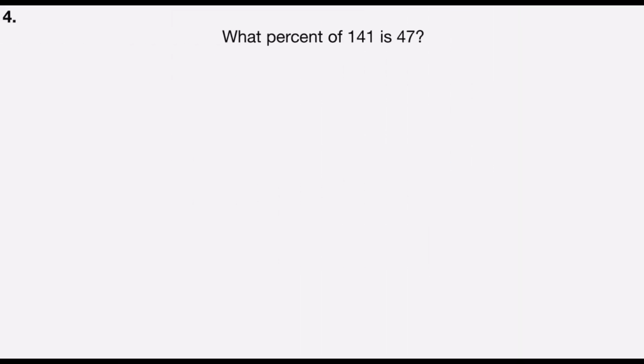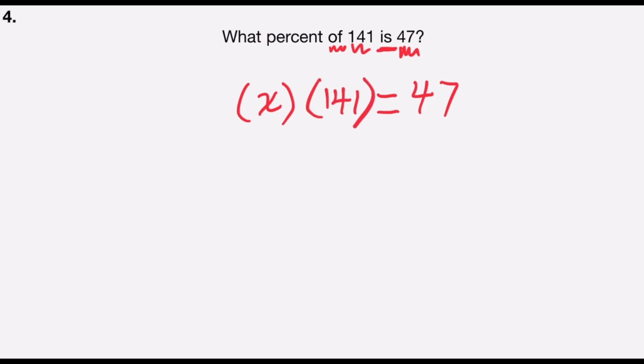Problem number 4 says, what percent of 141 is 47? So again, I'm going to write my equation. Here's the word is, that's going to be my equal sign. On the right side, I have the number 47. Then I'm going to look for the word of. That indicates that I'm going to be multiplying by what percent is going to be my variable, and the number 141. So x times 141 is just 141x, and that will equal 47.